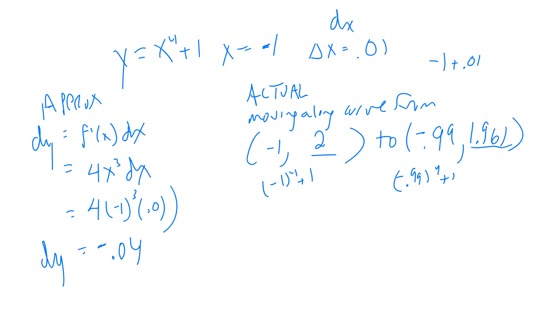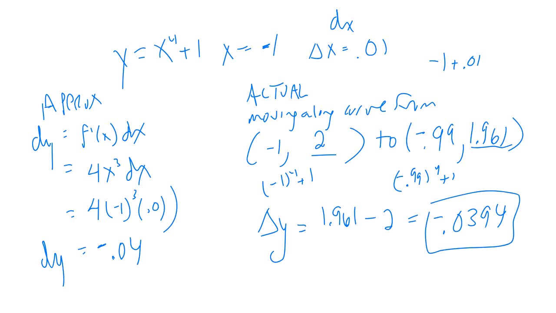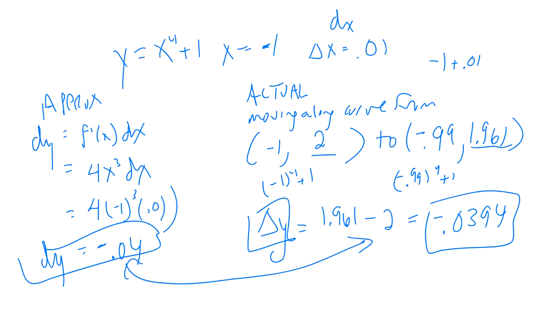And so the change in y, the actual change in y, is where I end up minus where I started from, and that's going to be negative 0.0394. So this is the actual delta y, and this is the approximation. And you can see that they're quite close to each other. They are less than 0.001 apart. And this one took me far less time. The differential approximation took me far less time.